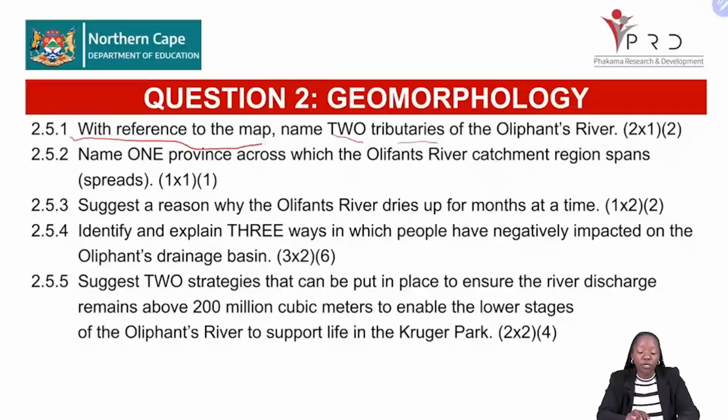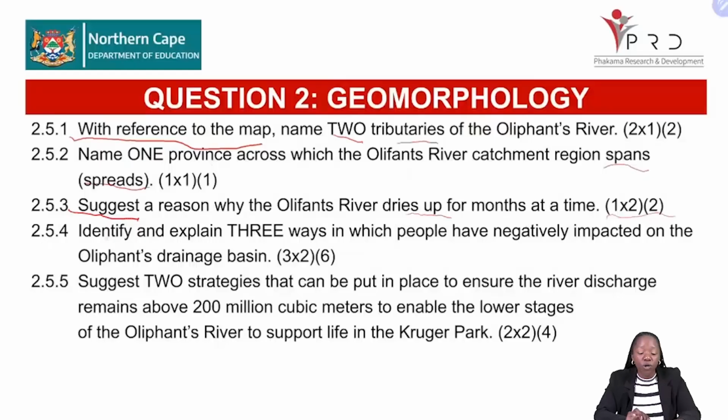Then second question, you name 1 province across which the Olifants River catchment region spans. Or if you don't understand what span is, it spreads. Then number 3, you suggest a reason why the Olifants River dries up. As you suggest, remember you need to give a full explanation. Suggest a reason why the Olifants River dries up for months at a time. 1 times 2. 1 answer is going to give you 2 marks.